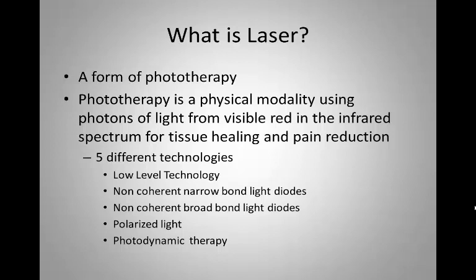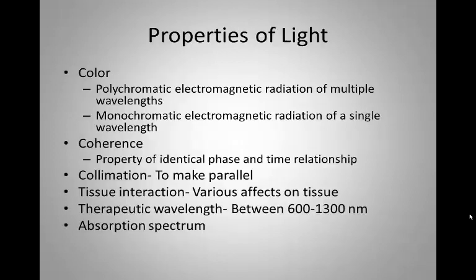There's the low-level technology, the non-coherent narrow band light diodes, non-coherent broad band light diodes, polarized light, and photodynamic therapy. So what are some properties of light? Color: polychromatic is electromagnetic radiation of multiple wavelengths, and monochromatic is electromagnetic radiation of a single wavelength. Coherence is the property of identical phase and time relationship. Collimation is making parallel.